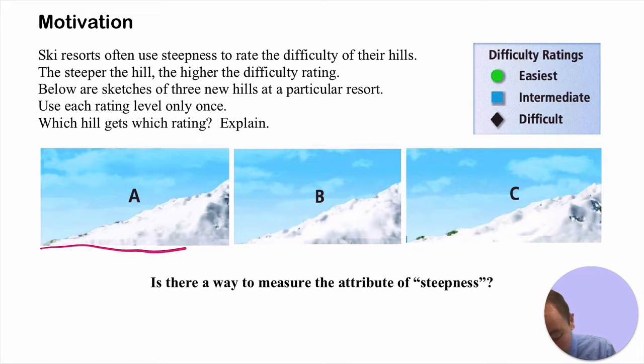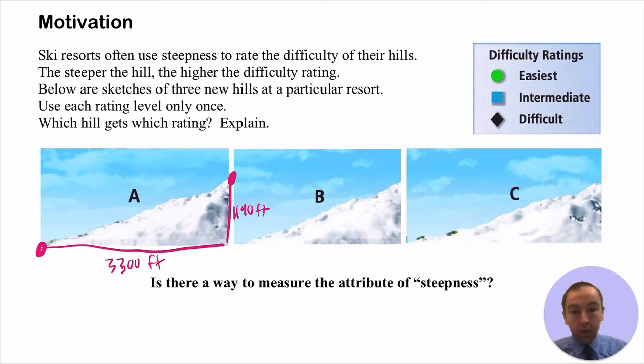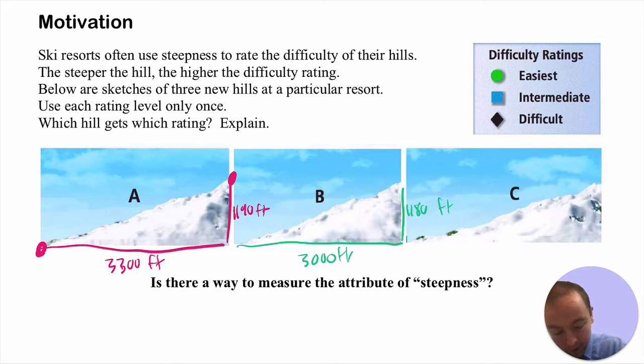And so we're going to need to know some measurements. From this point of the hill to that point of the hill, this horizontal distance down here ends up being 3,300 feet. And then we have a rise, a complete vertical distance, of 1,190 feet. For these other hills, we've got a horizontal distance of 3,000 feet and a rise of 1,180 feet. And finally, for the last one, we've got a run of 3,500 feet, and a rise of 1,150 feet.